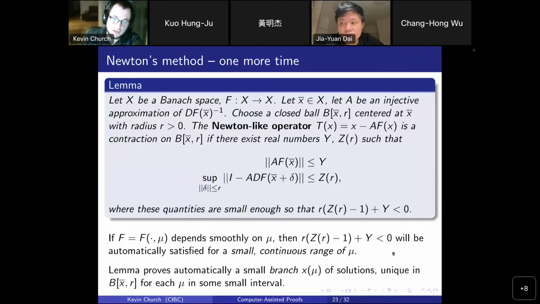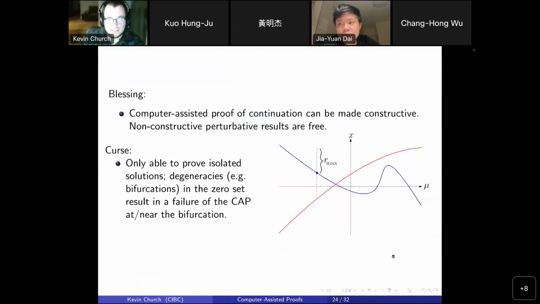So, in fact, you almost get a proof of continuation for free whenever you do a computer-assisted proof. The problem, which is easy to overcome, is that unless you make it explicit, how much continuation you can do is sort of non-constructive. It's a perturbative result. But what is nice for us is that we can make it constructive. We actually can quantify how far away we can move our parameter around and still have a proof. This is a blessing and a curse. And the curse comes from the fact that this means that it is impossible for us to prove degenerate zeros using this idea. And the reason for that is as follows.